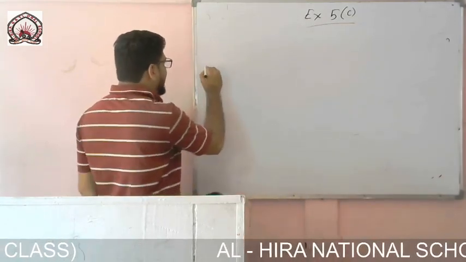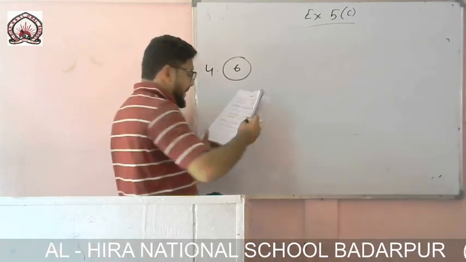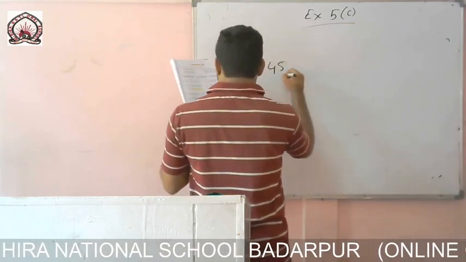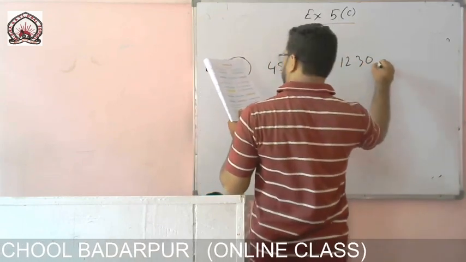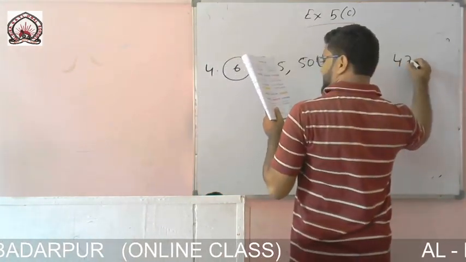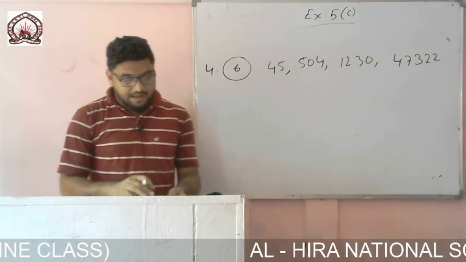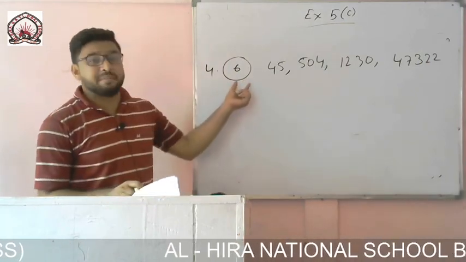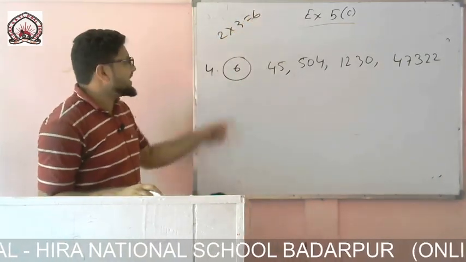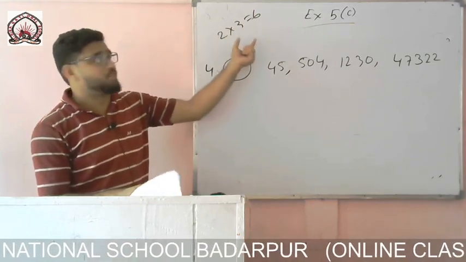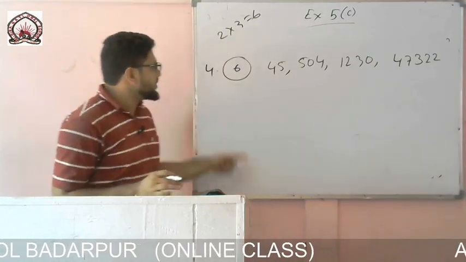Now come to question number 4. Divisibility of 6. You have to check by 6. So what is there? 45, 504, 1230, 47322. Now you know how to check divisibility by 6? Yes, 2 into 3 makes 6. So we need to check whether the number is divisible by 2 and 3 or not. If the number is divisible by both 2 and 3, then the whole number is divisible by 6. So check first.